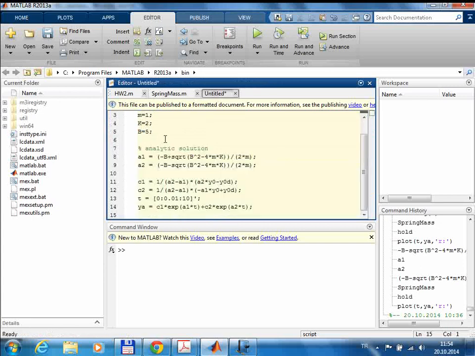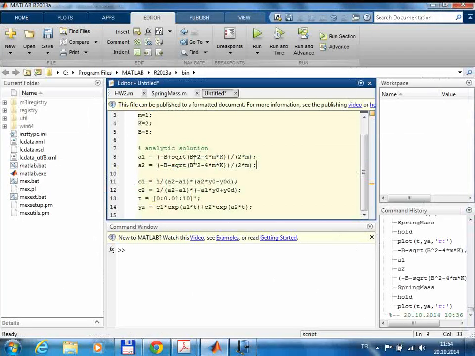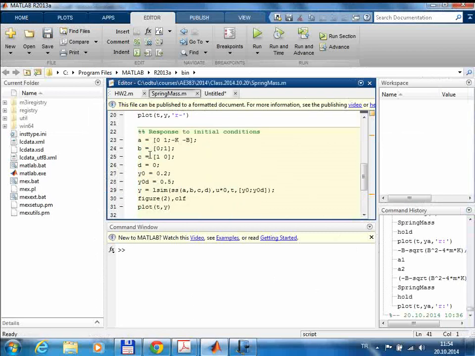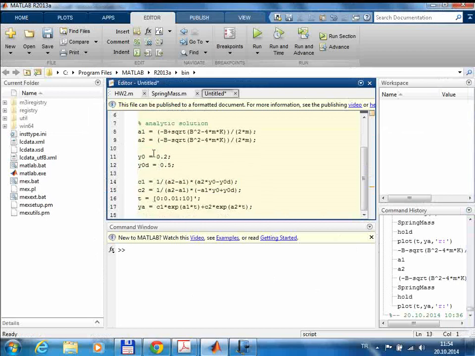First, I calculate these A1 and A2 numbers, using this expression. Then I find C1 and C2, but for this I need the initial conditions. I assume that the initial position of the mass is 0.2 meters and the initial speed is 0.5 meters per second. And these are the coefficients for the solution of the differential equation.